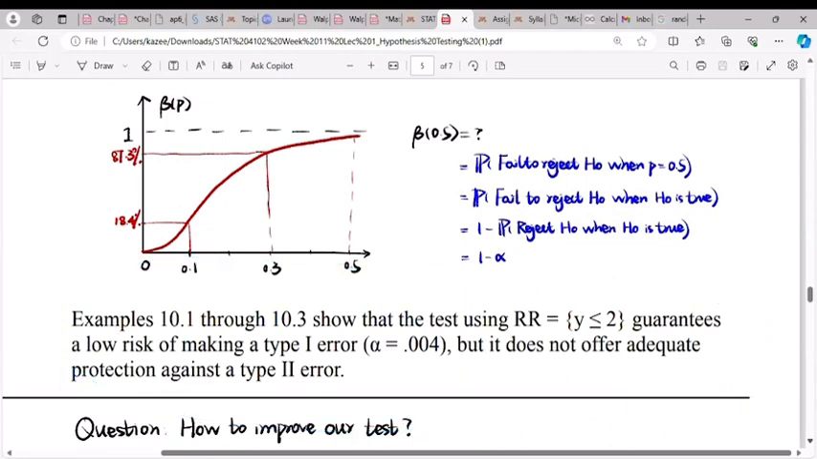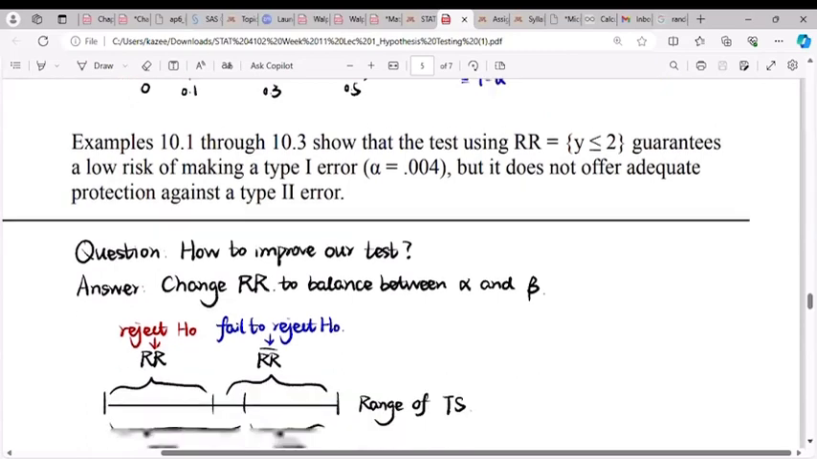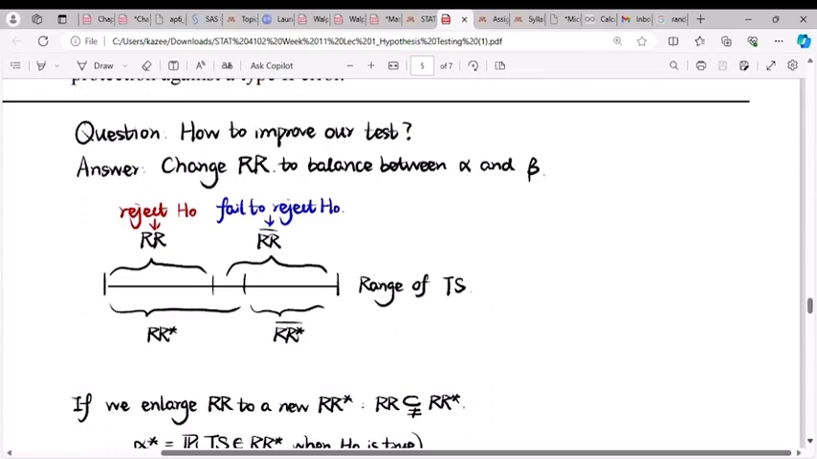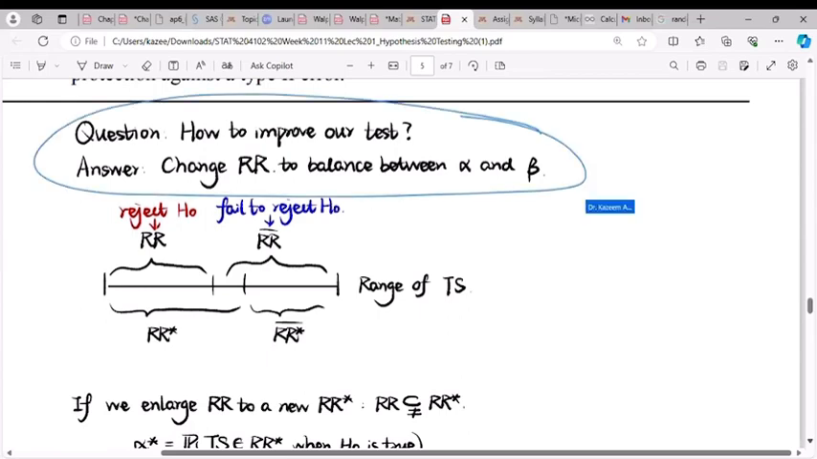Now, what do we need to do? We need to seek a way to improve on our test. Can we change the rejection region in such a way that we can improve on both type 1 and type 2? So we need to strike a balance. That is what I mean here. How to improve our test: we want to change the rejection region to balance type 1 and type 2. Let me tell you this. When you make an attempt to improve type 1 error, it's actually going to increase type 2 error.